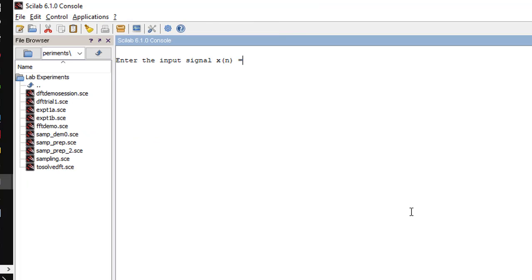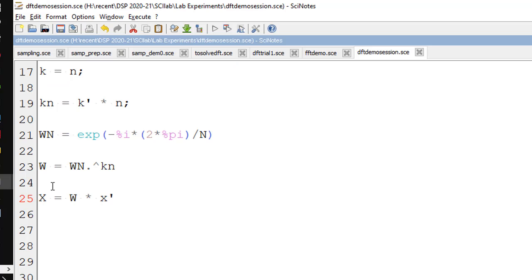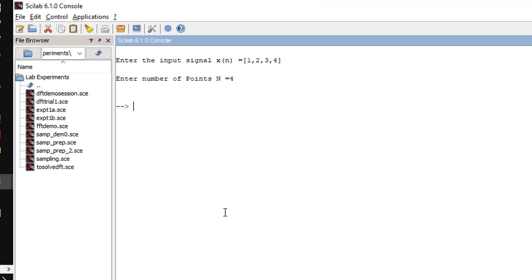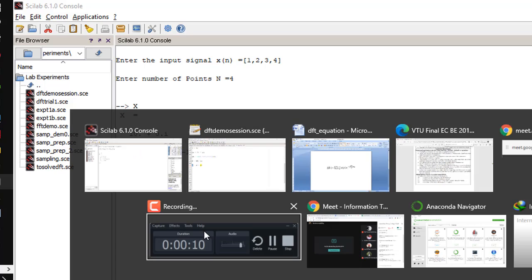Fine. Now we shall run it. We give the sequence 1, 2, 3, 4. So hit enter. Enter the number of points, 4. Okay. So on which variable do I have the answer? Capital X has the answer. If I just type capital X and hit enter, I get 10, minus 2 plus 2j. This is basically 0, so don't get confused. Fine. This is minus 0.0000 up to 16 places, and this is basically 0. So what we get is 10, minus 2 plus 2j, minus 2, and minus 2 minus 2j. Yeah. So we are done now.